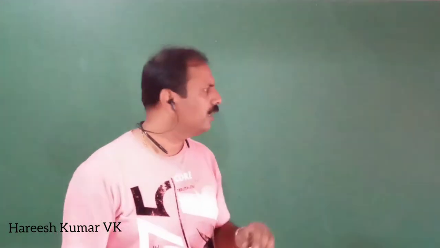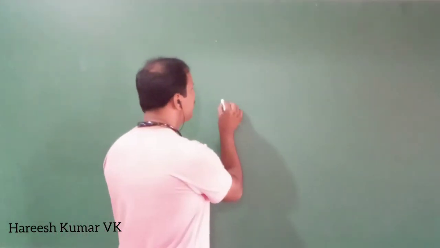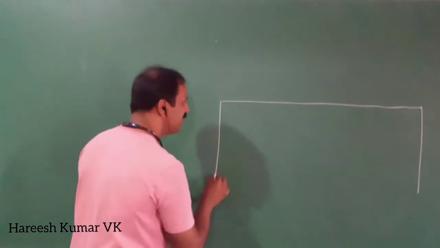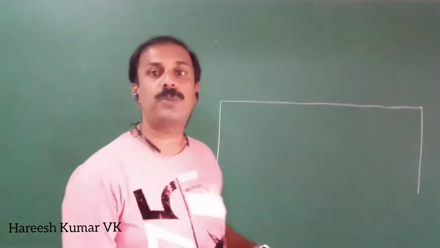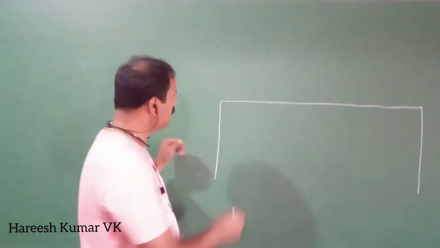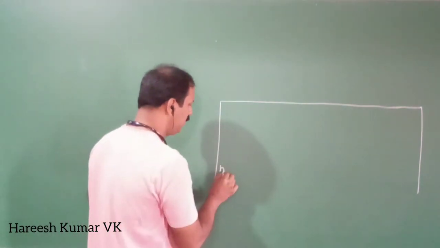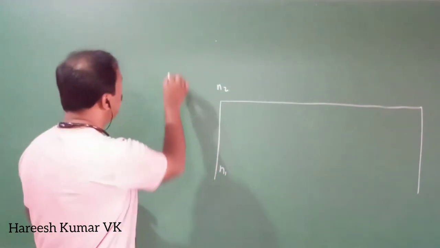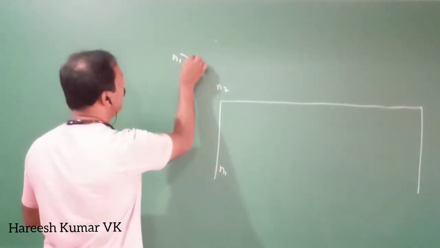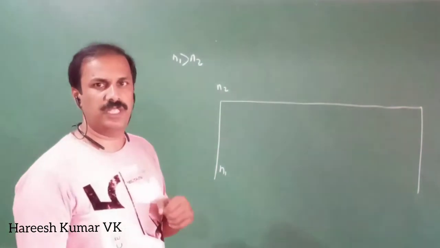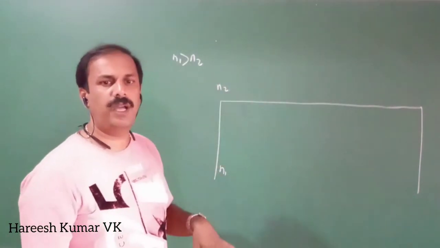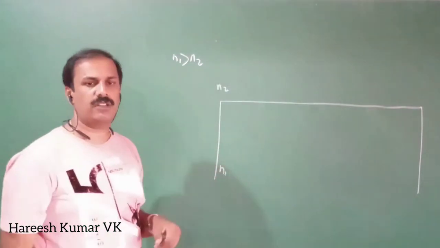Now consider you have a denser medium. Denser medium means it is optically denser. That is, if this one has refractive index n1 and this has refractive index n2, then refractive index n1 is greater than n2. This is the optically denser medium. So the light is going from this medium to this medium, that is, from the denser medium to the rarer medium.